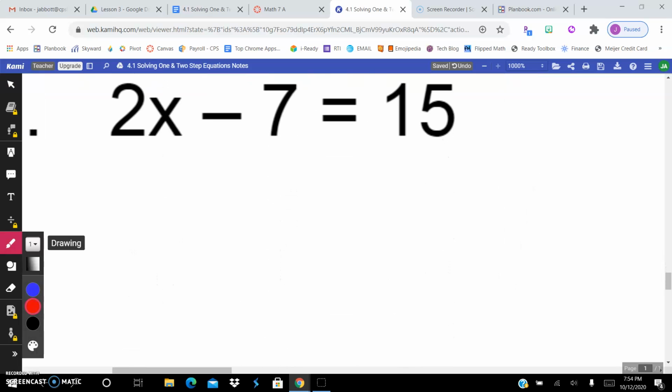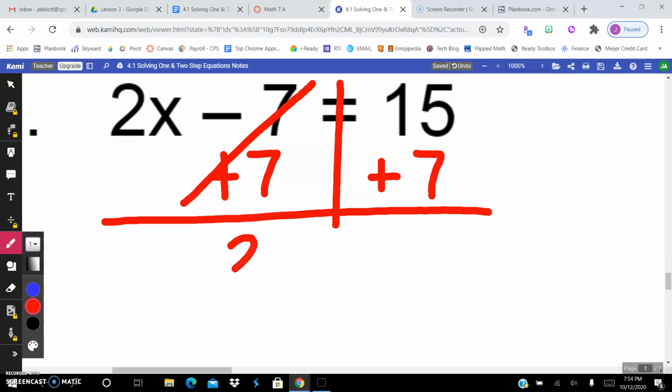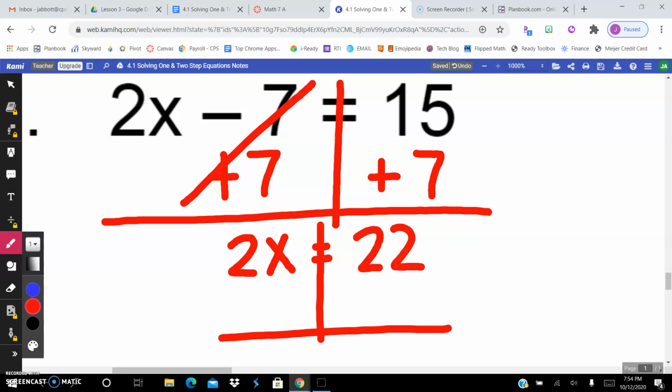And then we have 2x minus 7 equals 15. So upside down T. On the side with the variable, we're going to get rid of the number that's farthest away from the variable. So that minus 7 has to go away. So I'm going to add 7 to both sides. So 2x is left here. And 15 plus 7 is 22. And then we have 2 times x, so we're going to have to divide by 2 to get rid of that.